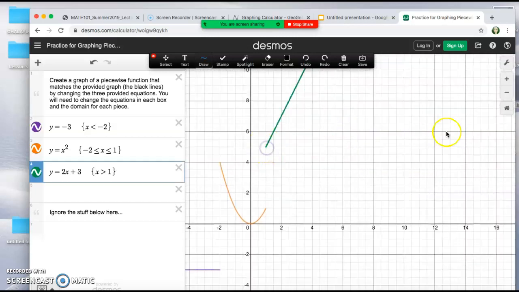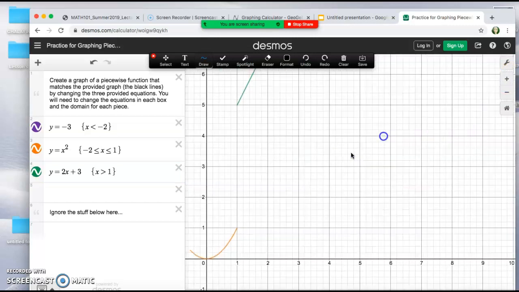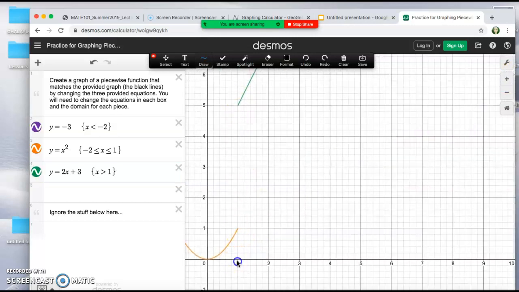We start here, our graph starts at where x is greater than 1. Here's 1, and it continues to where x is greater than 1. And that's how you do piecewise function graphing.